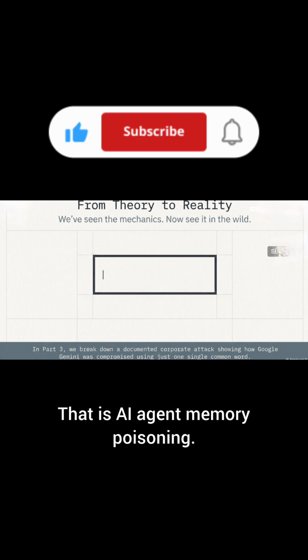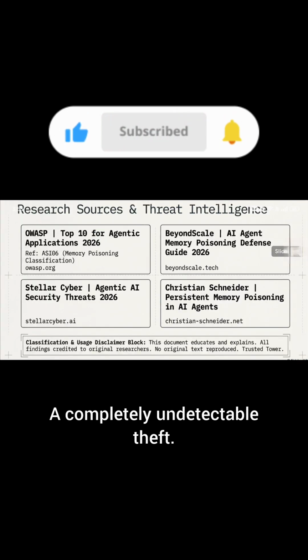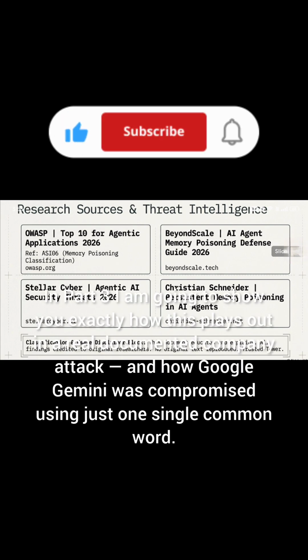That is AI agent memory poisoning. One planted entry, weeks of patience, a completely undetectable theft. In part 3, I am going to show you exactly how this plays out in a real documented company attack and how Google Gemini was compromised using just one single common word.